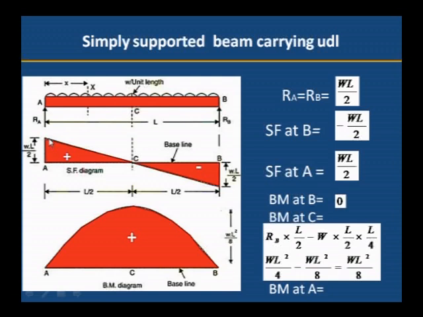The shear force diagram will have a straight, inclined line. Wherever the uniformly distributed load occurs, there we have to draw the inclined line. When a point load is there, we have to draw the vertical line. Whereas in the bending moment diagram, when a uniformly distributed load occurs, we have to draw the parabolic line. If it is a point load, then inclined lines. Then bending moment at A is equal to 0.